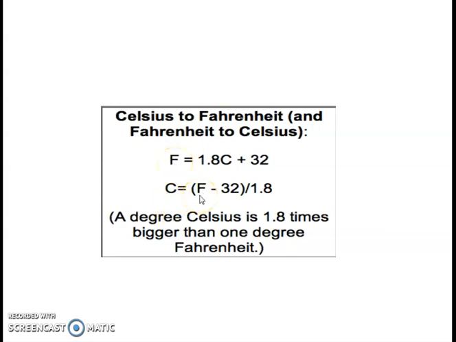Or if you know the temperature in Fahrenheit and want to know the temperature in degrees Celsius, then we use this formula: C is equal to F minus 32 divided by 1.8. And if we look at these formulae, we can say that a degree Celsius is 1.8 times bigger than 1 degree Fahrenheit.